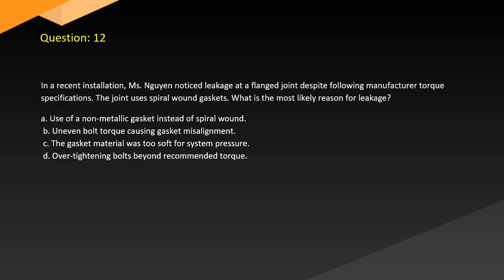Question 12. In a recent installation, a pipefitter noticed leakage at a flanged joint despite following manufacturer torque specifications. The joint uses spiral wound gaskets. What is the most likely reason for leakage?